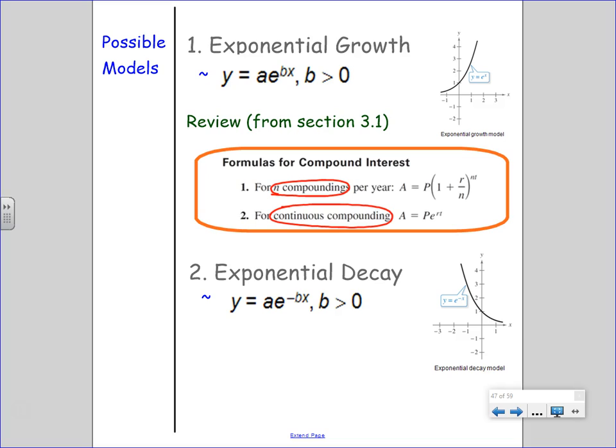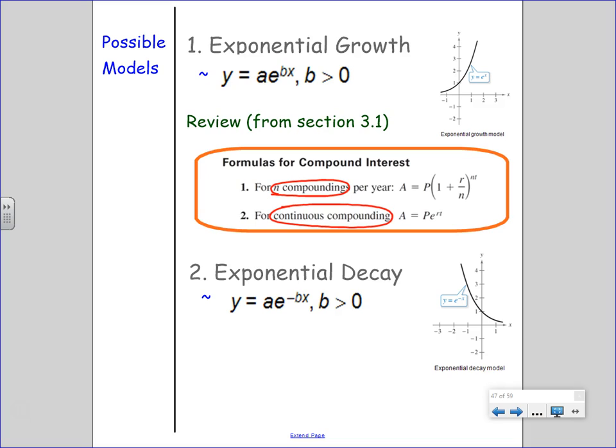There are different ways to compound interest. You could have an annually compounded interest account. What would that mean if it's annually compounded? Yearly, once a year. How many times per year? One time. N is 1. You use the top formula.